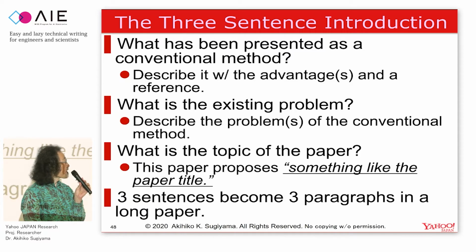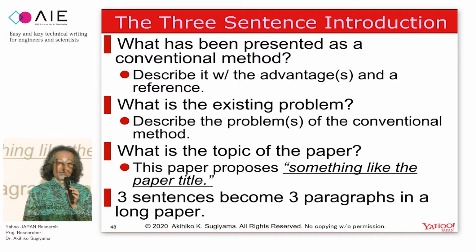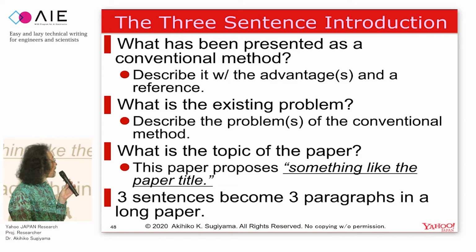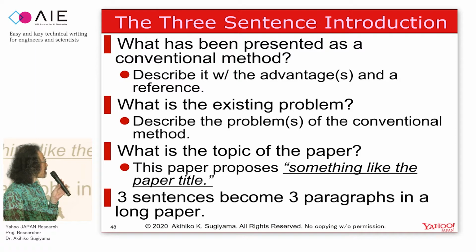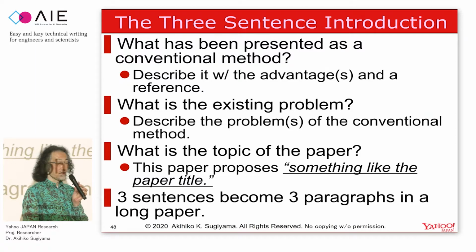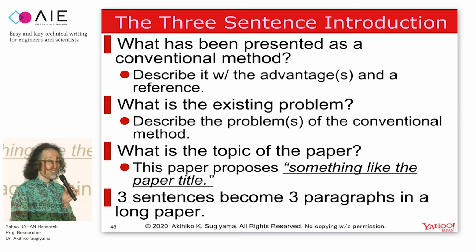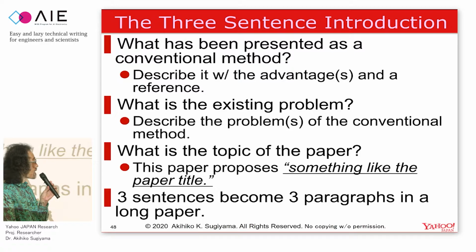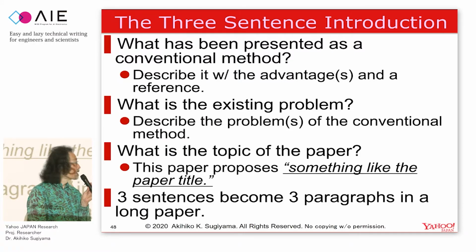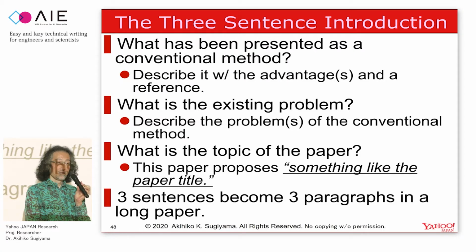What has been presented as a conventional method? This is a single sentence. Describe this with the advantages and the reference. The second sentence is devoted to the existing problem. What is the existing problem? This should appear as the second sentence. Describe the problem, or sometimes problems, of the conventional method. And then you will write what is the topic of the paper.